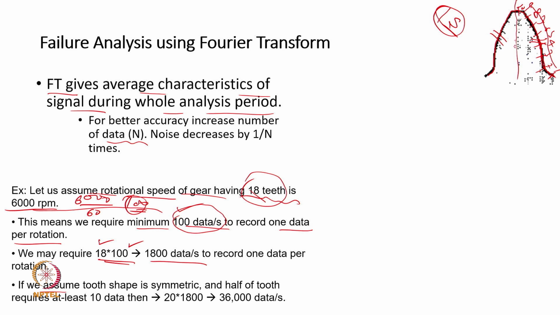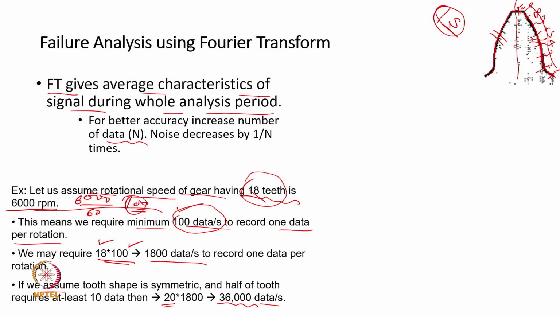Now we require 10 points and it is symmetric. This means we require overall 20 points. That means I really require capturing 10 data of one half of the gear tooth. I require overall 36,000 data per second. This gives a frequency, that is, at what frequency we should capture the data.